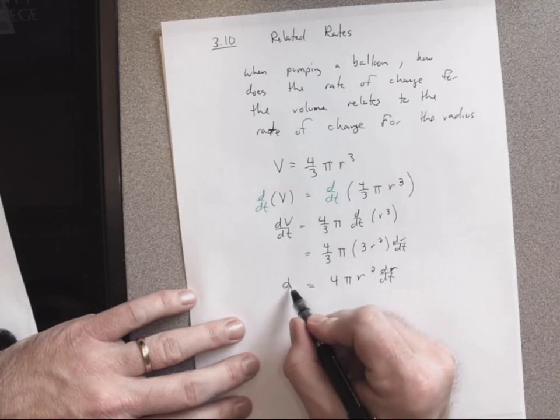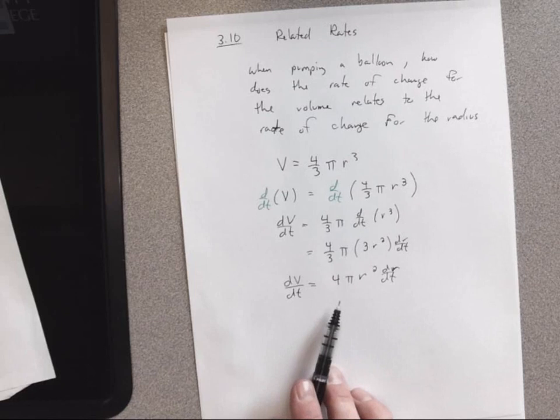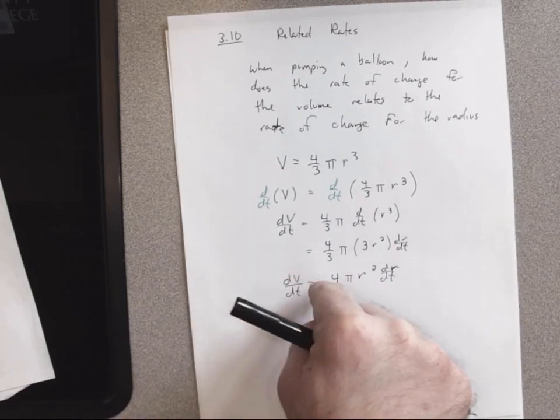So that means the rate of change of the volume with respect to time is going to be 4 pi times r squared times the rate of change of the radius. So these are the relations between the rates of change.